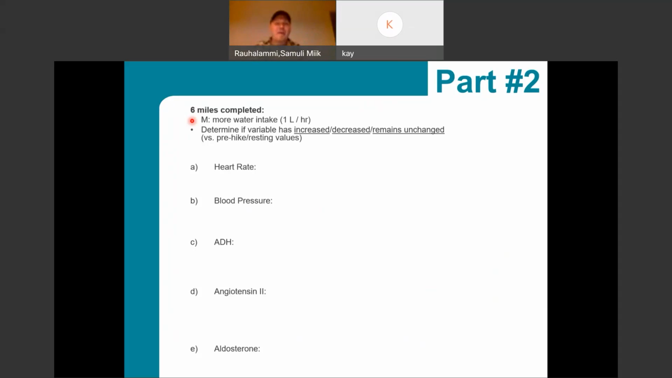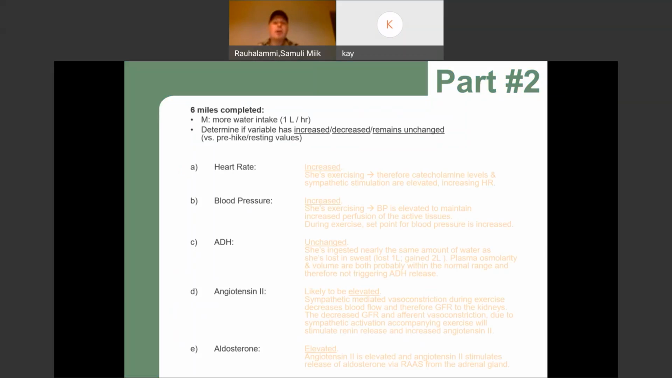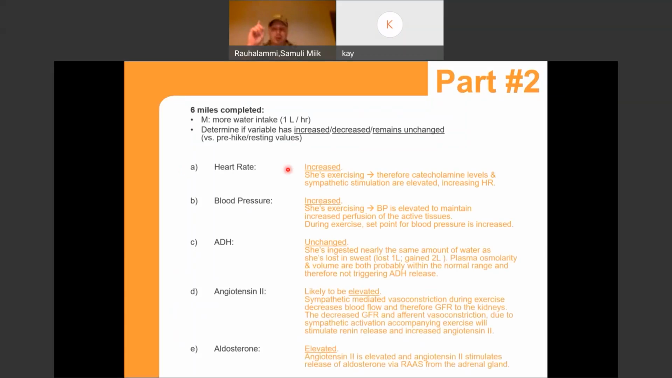So let's have a look at what would happen to these various values if you are drinking more than you're losing, but the situation is not really bad yet. This is the early situation. Well, your heart rate is going to be increased again, and the heart rate is not really because of the water consumption. It's just increased because Maria is now exercising. So she's working hard. Her heart is responding to that physical exercise by increasing the heart rate.